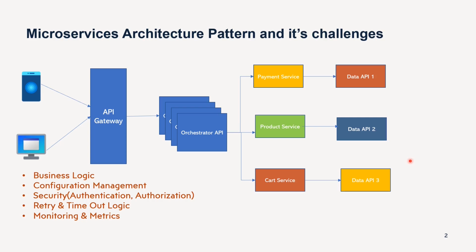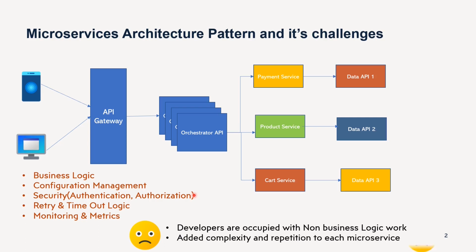So all those aspects, apart from the business logic, are overhead for the developer, right? So the developer has to focus on those aspects more than on the business logic. So it's not a good experience for developers because it is adding complexity and repetition to each microservice. For example, you have 50 microservices in your application. Then this config management, security aspect, retry logic, metrics, everything you have to code in all the services, right? So it becomes an added complexity and it becomes very difficult to maintain also.